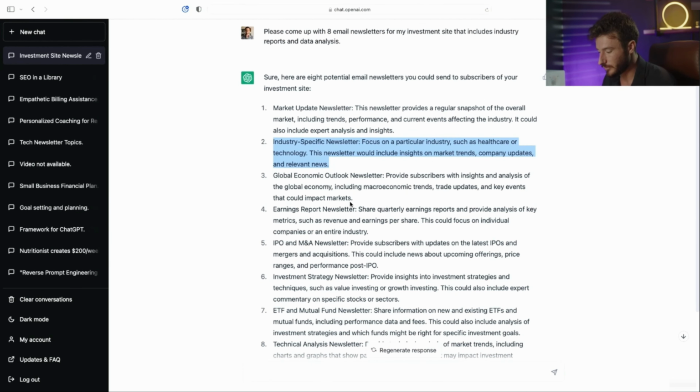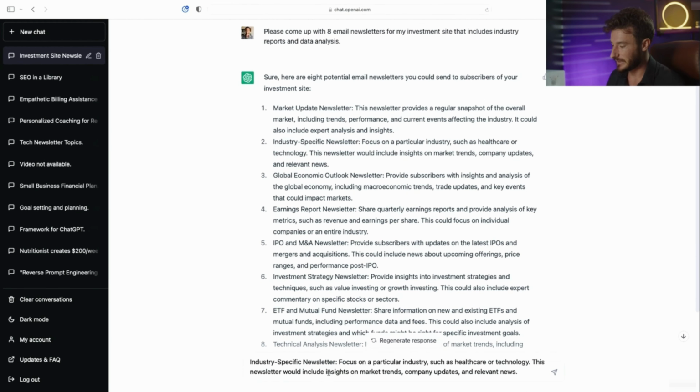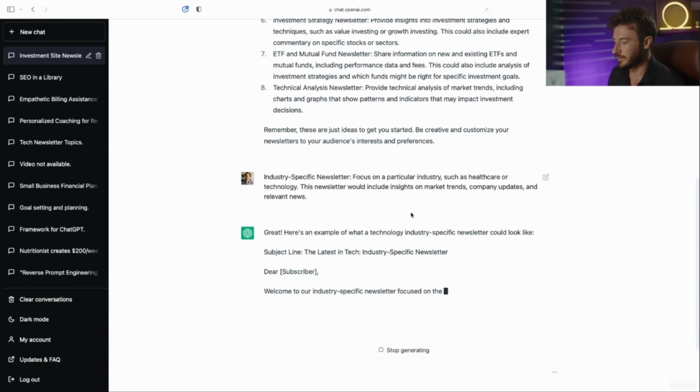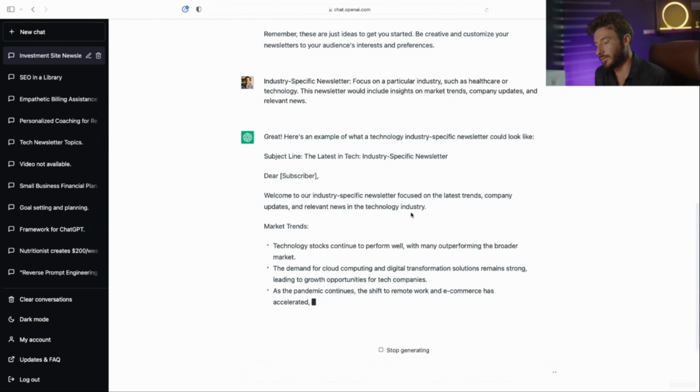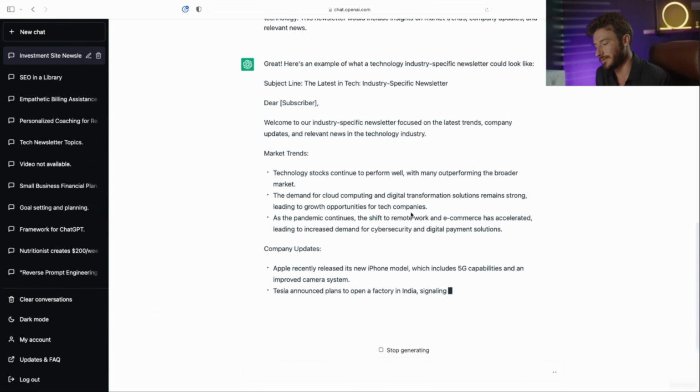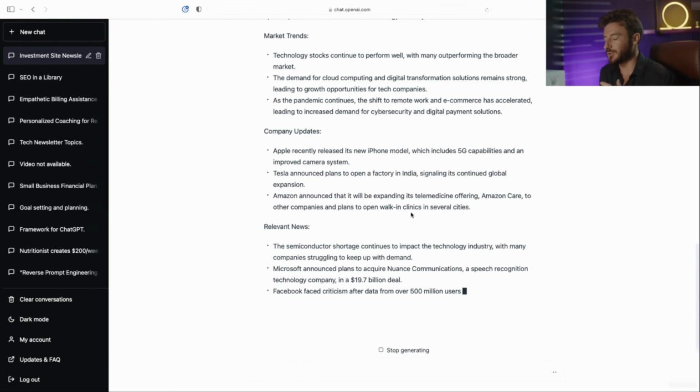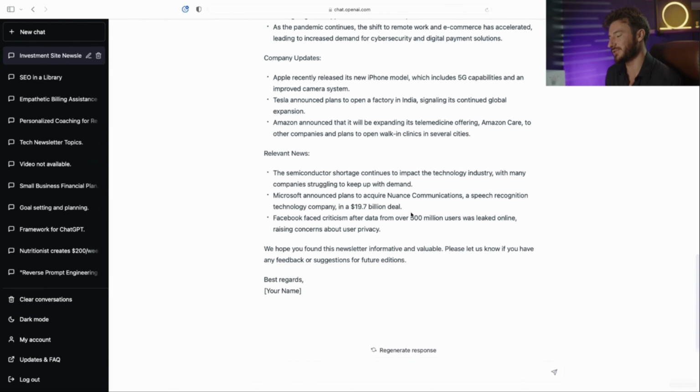So what we would do is grab this and paste it into ChatGPT, and then it's going to actually write that newsletter for this specific topic and industry. Now let's move on to creating effective prompt revisions.